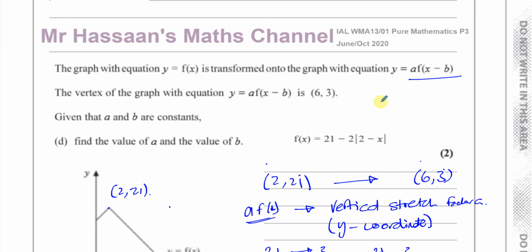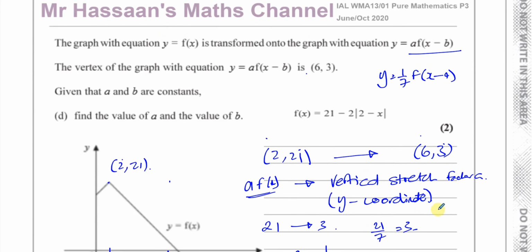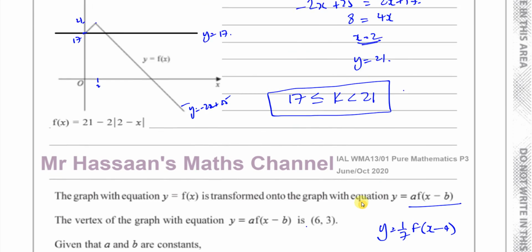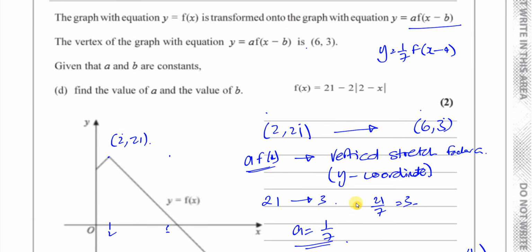So this is basically y equals 1 over 7 f of x minus 4. That means it moves 4 spaces to the right, which is what's happened because it went from 2 to 6. And also the y values are going to be multiplied by 1 over 7. So 21 multiplied by 1 over 7 gives us 3. So we can see we're correct. And that concludes question number 4 from this paper.